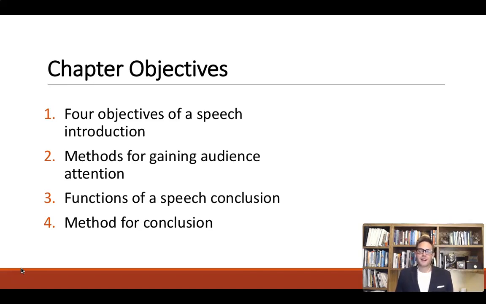Methods for gaining audience attention. So this is oftentimes the very first step that we are confronted with in the introduction, how to gain the attention of the audience. How do we invite them into our topic? And then the third objective of this chapter is the functions of a speech conclusion. So what does a conclusion do for us and our presentation? And then we'll briefly discuss methods we can use for the conclusion.